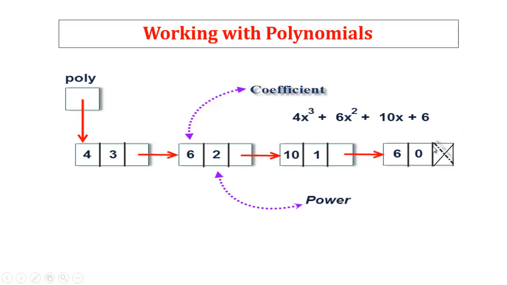The power value is not present in the last term of an expression, so we consider it as 0. And finally we are going to consider null. Null is called the end of the linked list. This is called a singly linked list. Initially we have a head pointer pointing to the first node in the list. Have you understood how this works with polynomials?